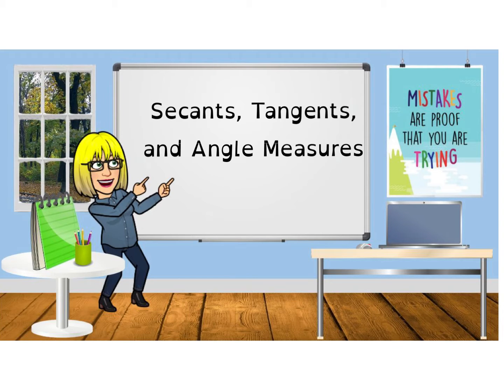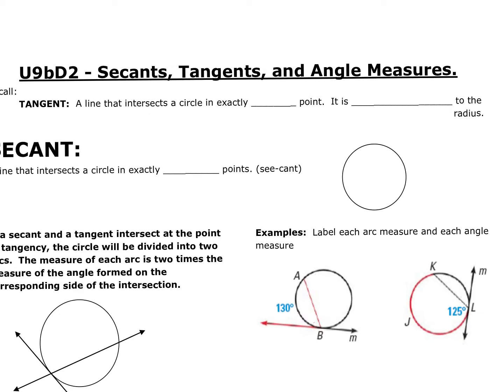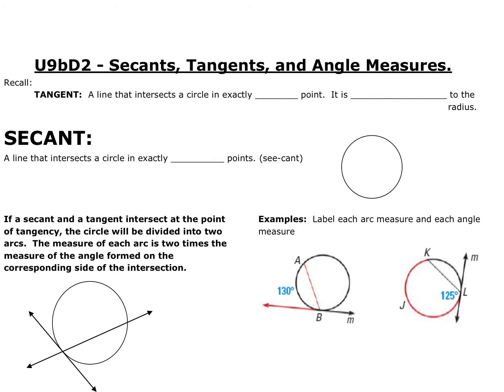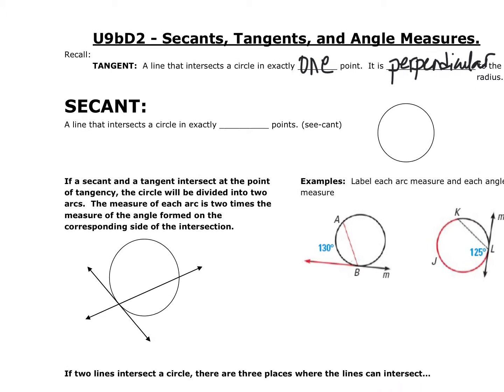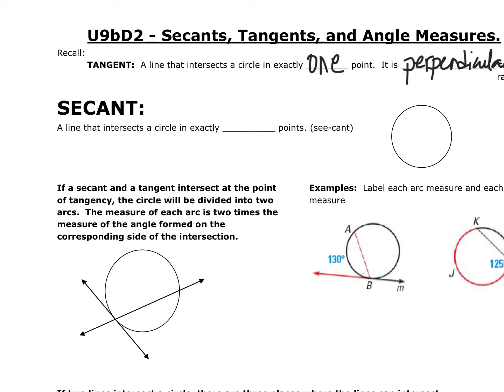Hello, this video is on secants, tangents, and angle measures. We've already talked about tangents, so recall that a tangent is a line that intersects a circle in exactly one point, and it is perpendicular to the radius. A secant is a line that intersects a circle in exactly 2 points.